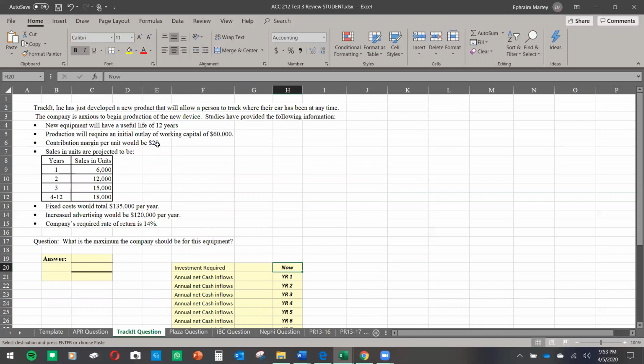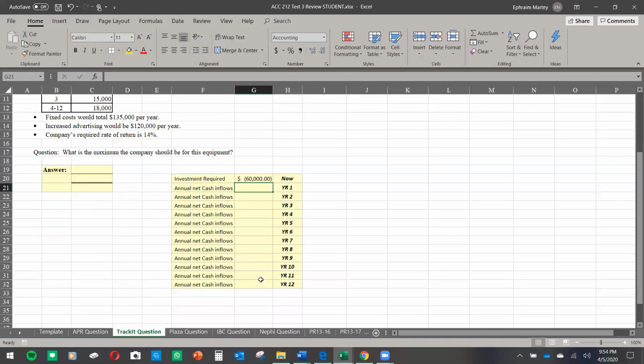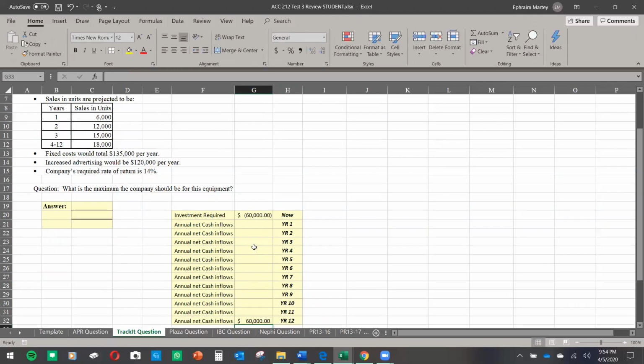Now, as we move on, we're going to find the initial outlay of working capital. At the moment, the company is going to invest 60,000 as working capital. So it's a cash outflow, and we put a negative 60,000. But because it's working capital, the company will get it back at the end of the investment. So at the end of the 12 years, the company will have an inflow of 60,000 of that working capital.